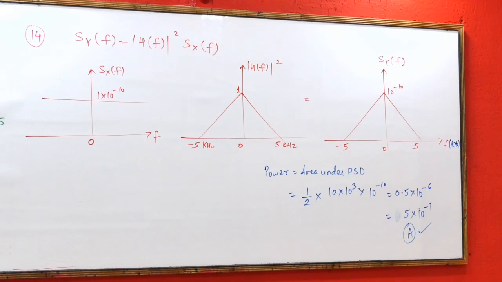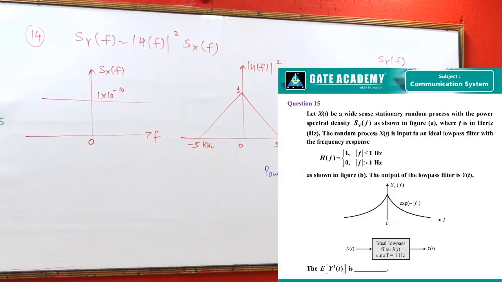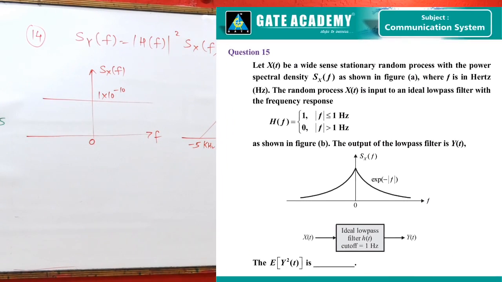D is for previous one. Okay. Okay, so one last question. Question number 15. Solve this question quickly.